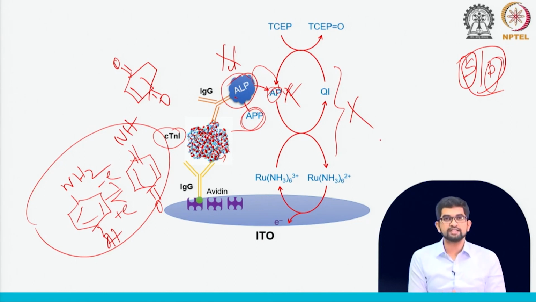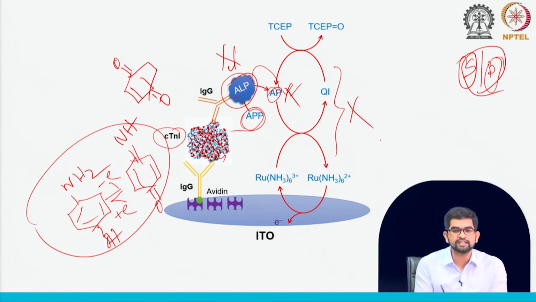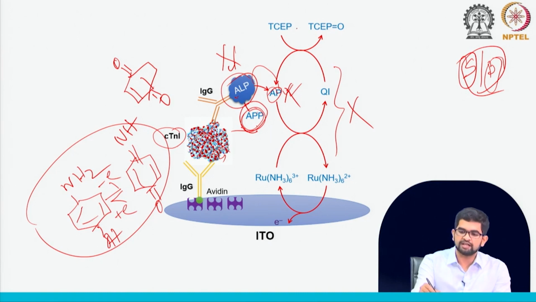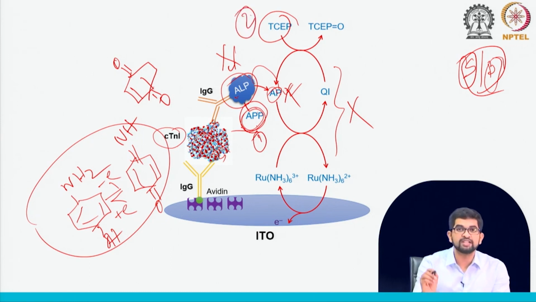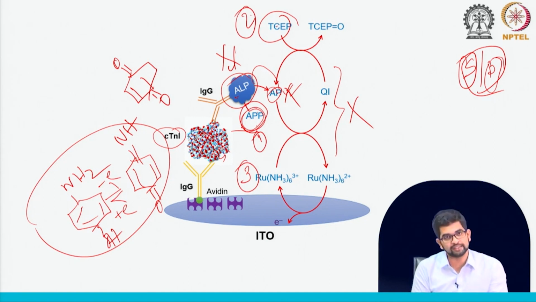So, in the case of background, what is your starting reagent in this biosensor scheme? APP, because ALP is not there, and this T-shape you are using is a reducing agent. So, only in the presence of target will AP form. So, think which ones will be your starting agents: 1 APP, 2 T-shape, and 3 your ruthenium hexamine 3 plus. These 3 will be your starting agents. Clear? So, your background should be very low in this biosensor.